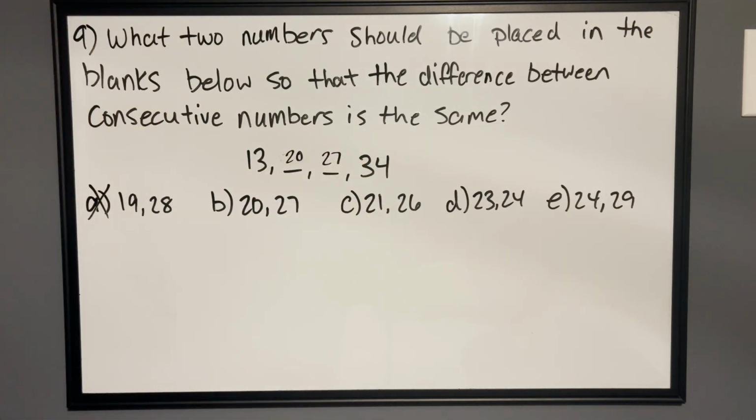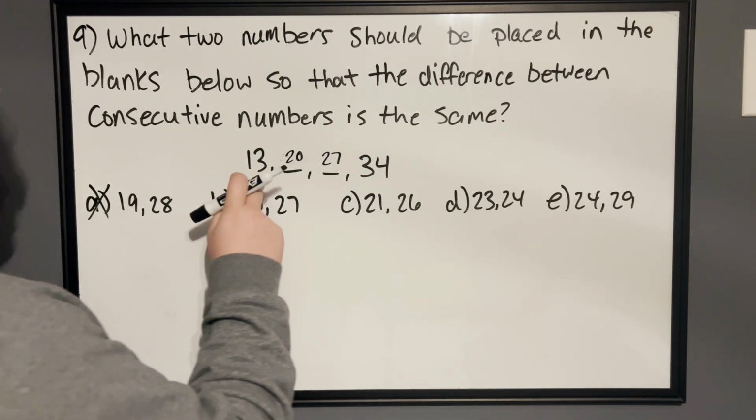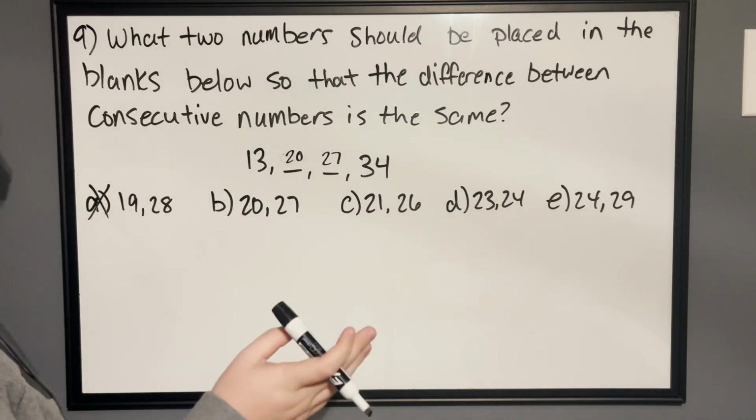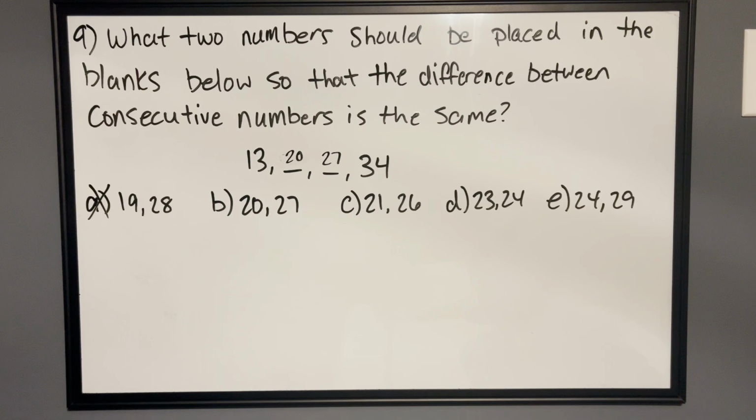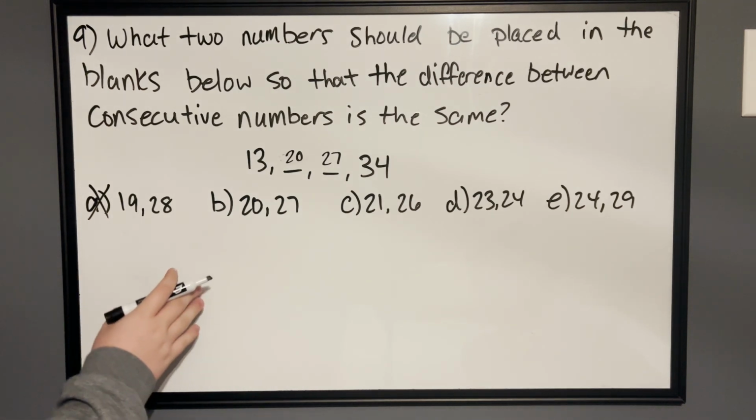So we have the distance between 20 and 27 is 7. So let's look at the distance between everything else. The distance between 13 and 20 is 7. So this is looking good. Now we'll check the distance between 27 and 34, and that is also 7. So it's looking like B is going to be our answer.